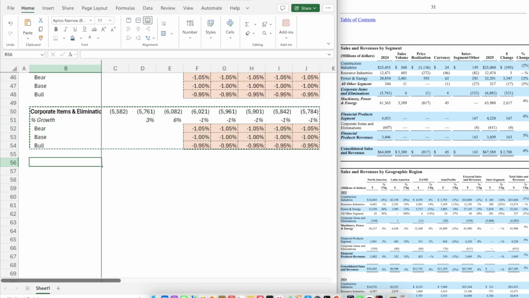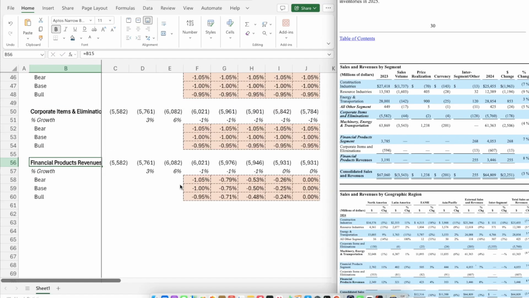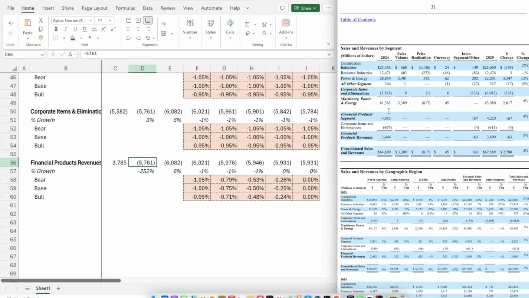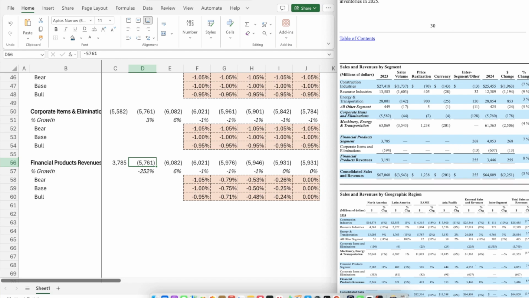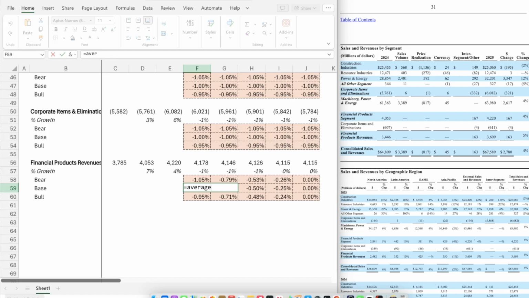Now we're on to the last segment. Potential products, and just use this line. 3785. When the numbers are different, I mean, this one is fine, but when they are, just always use the most recent financial. 4053. Go. Just use the average.